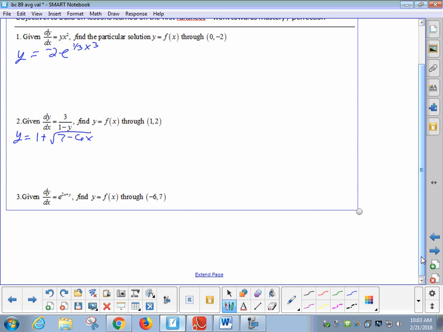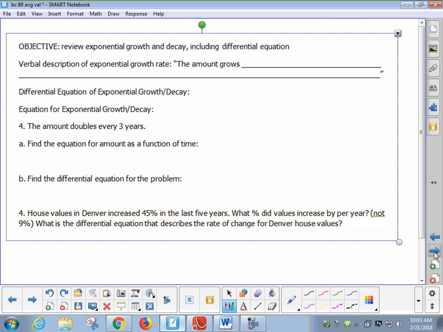Okay. Number 3, I have slightly less confidence in my answer because it's so stinking ugly, but this is my answer. Negative natural log of negative 1/2 e to the 2x plus e to the negative 7 plus 1/2 e to the negative 12. I didn't see any mistake in my work. Is that what you got? Excellent. Okay. All right. Oh no, this is right.